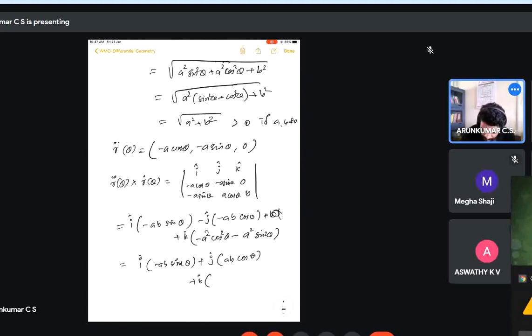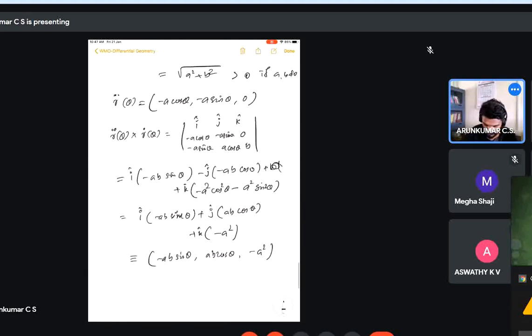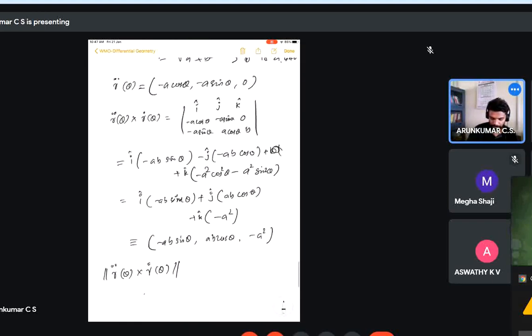So in component-wise notation, this is the same as minus ab sin theta, ab cos theta, minus a square. The first component is the coefficient of i cap, the second is the coefficient of j cap, and the third component is minus a square. So the norm of gamma dot theta cross gamma double dot theta is the norm of this vector.